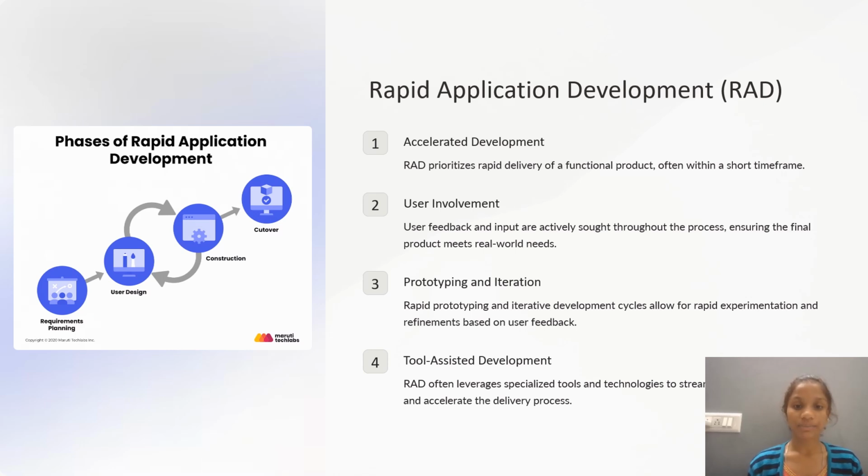In accelerated development, RAD prioritizes rapid delivery of a functional product, often within a short time frame. In user involvement, user feedback and input are actively sought throughout the process, ensuring the final product meets real world needs. In prototypes and iterations, rapid prototyping and iterative development cycles allow for rapid experimentation and refinement based on user feedback. And the last is tool assisted development. RAD often leverages specialized tools and technologies to streamline and accelerate the delivery process.